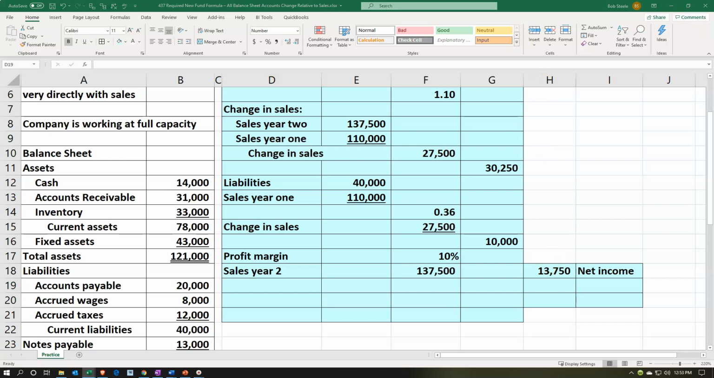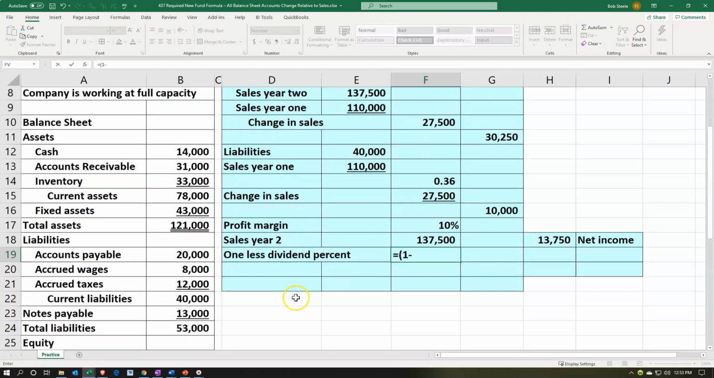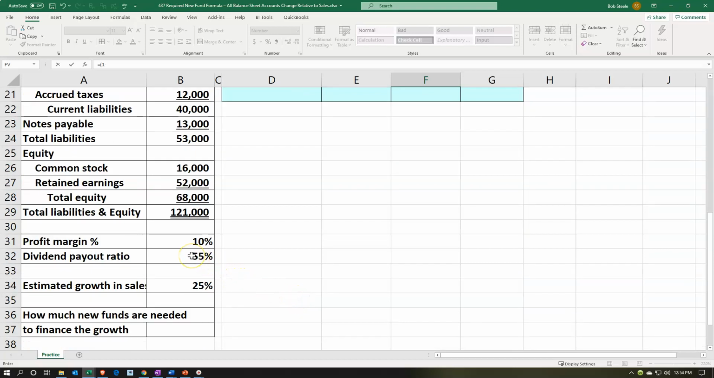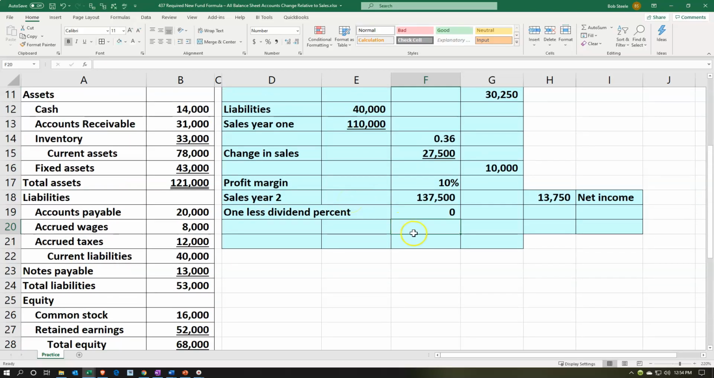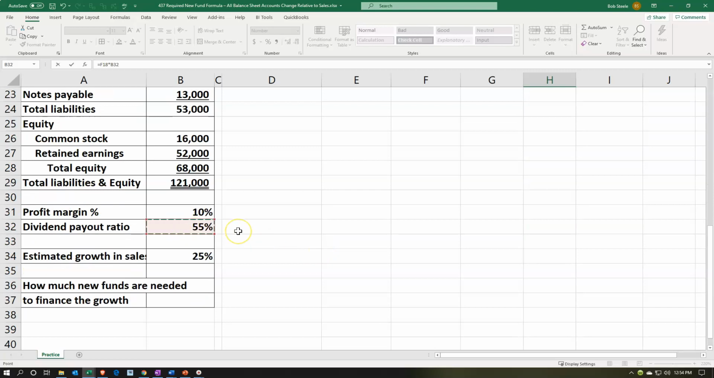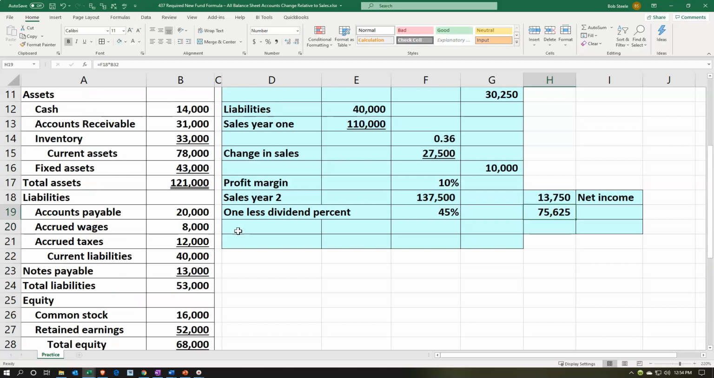So in our formula, we're going to take a look at the 1 less the dividend percent. Let's see what that would be. We're going to say this equals brackets 1 minus the dividend percent, which is the 55% dividend payout ratio, 55% brackets. And I'm going to make that a percent, home tab, numbers group, percent. So in other words, we're paying out dividends of the 137.5 times 55% in dividends. That's how much of the net income we're paying out in dividends. Let me do that one more time. That's not quite right.